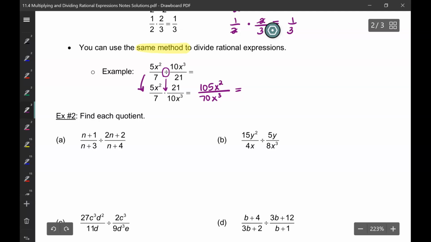So 105 and 70, well, 105 is divisible, and this is kind of hard to see because these are bigger numbers, but 105, if I divide it by 35, I get 3. If I divide 70 by 35, I get 2. And then x squared over x cubed, that would be 2 minus 3, so x to the negative 1. So we put x in the denominator, x to the first.